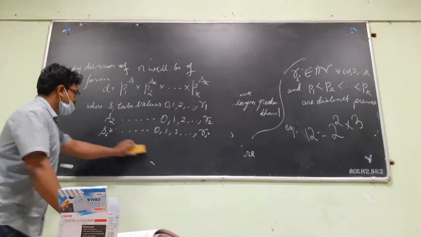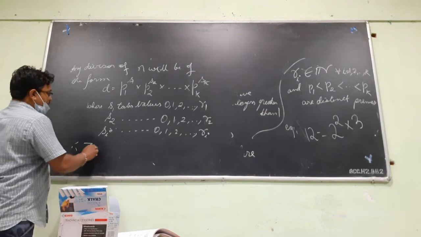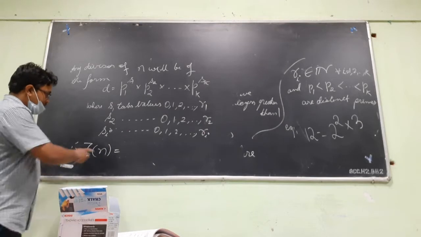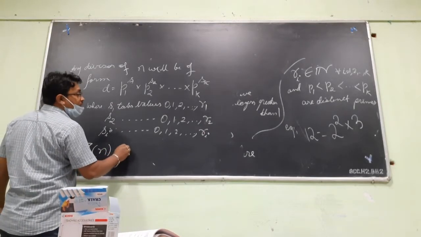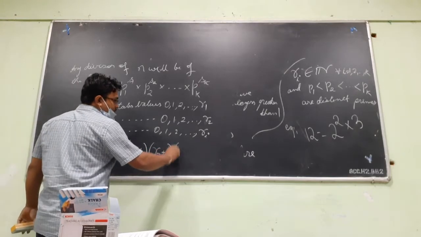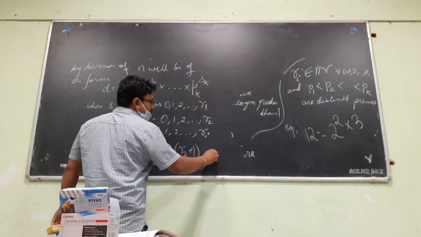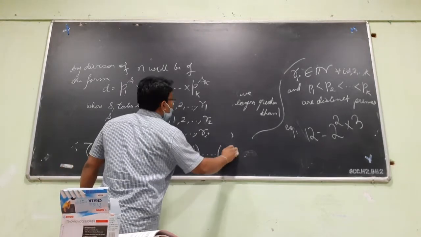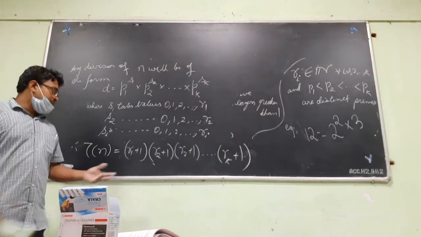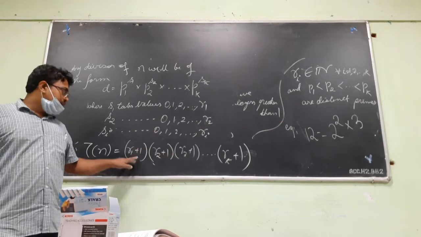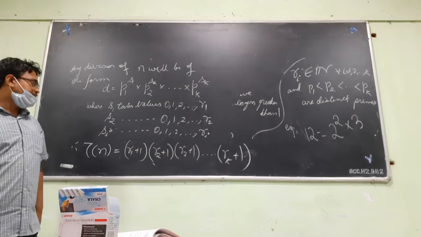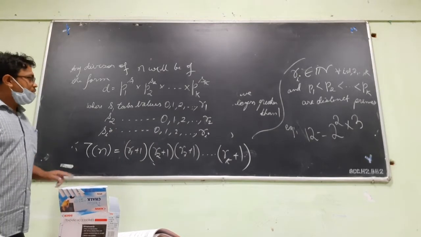So the number of positive divisors will be, therefore, tau of n, once the number is written in canonical form, exactly R1 plus 1 multiplied with R2 plus 1 multiplied with R3 plus 1, and the last one was Rk plus 1. So this is the general formula. Express the number in canonical form, and then just multiply each power plus one. This is the formula for tau of n.